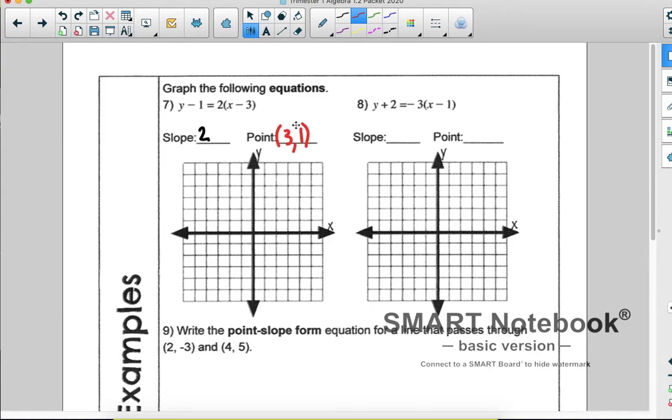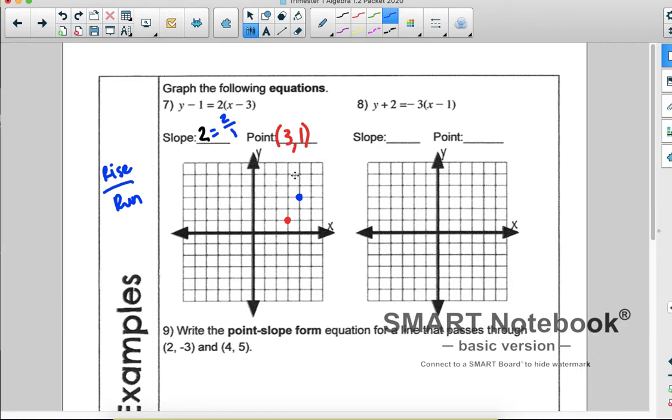And remember, this goes x, y. So on the x, we go to 3, 1, 2, 3, positive. Positive 1 means up 1. From there, we're going to use our slope to do our rise and our run. So number 2, how could we write that as a fraction? We could write that as a fraction of 2 over 1. And that's rise over run. So from this point, we're going to go up 2, run 1. So from this point, we're going to go up 1, 2, over 1. Make a point.